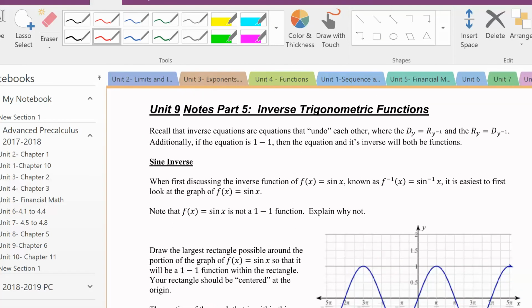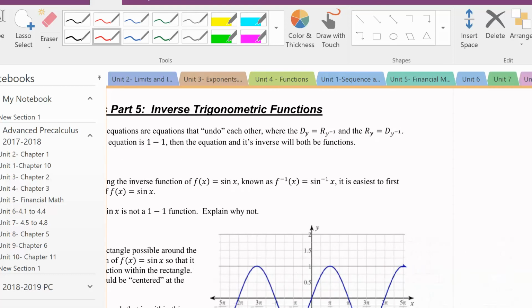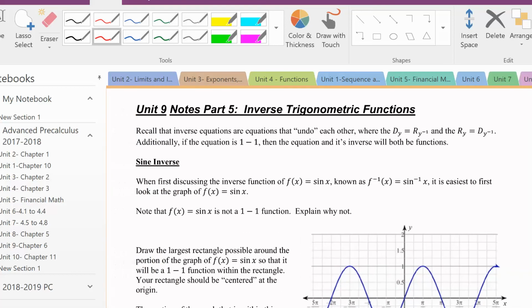Remember that an inverse and its function basically undo each other, meaning the domain of y is equal to the range of the inverse and vice versa. And if the equation is 1-to-1, then the equation and its inverse will both be functions.